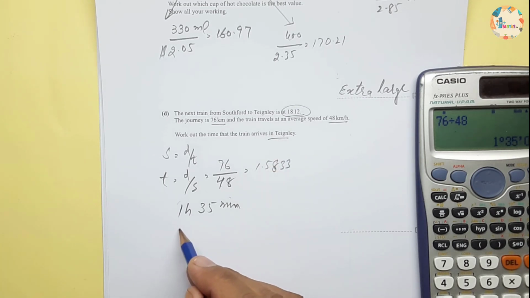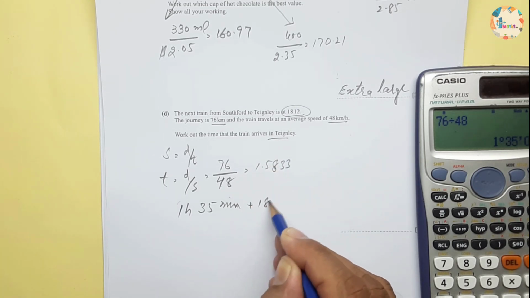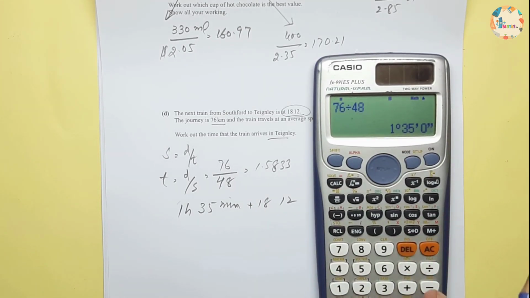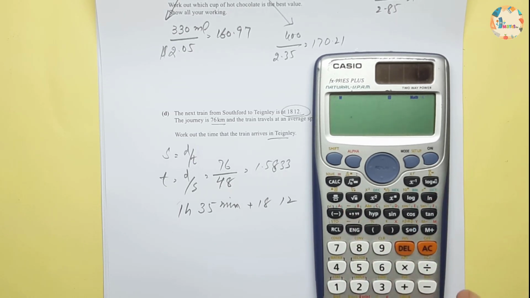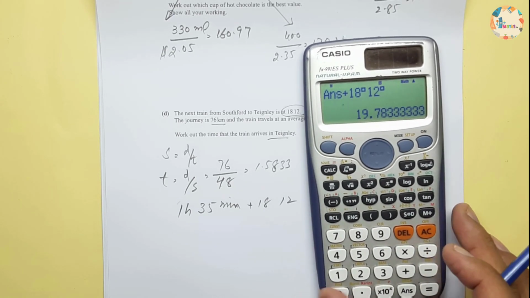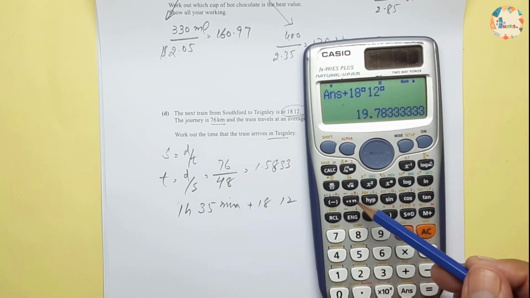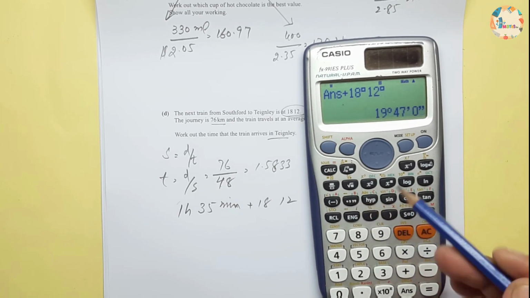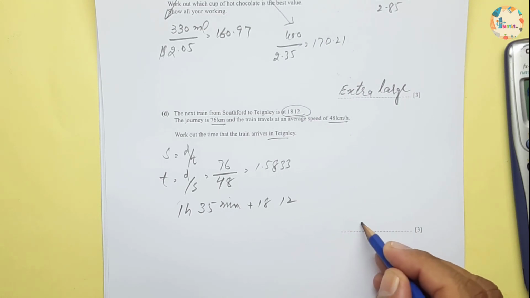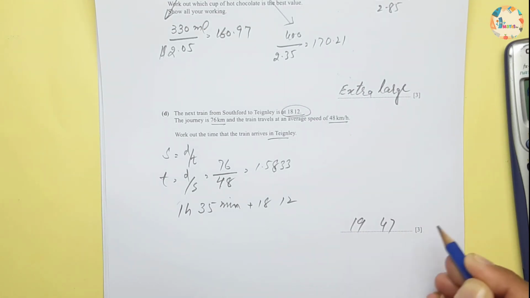So we'll add plus 18:12. So how will we add this? We'll add plus 18 hours and 12 minutes. This will be equal to 19.78. So we'll press this time button again. We'll get the answer, which is 19 hours and 47 minutes. So we'll write here 19 hours and 47 minutes.